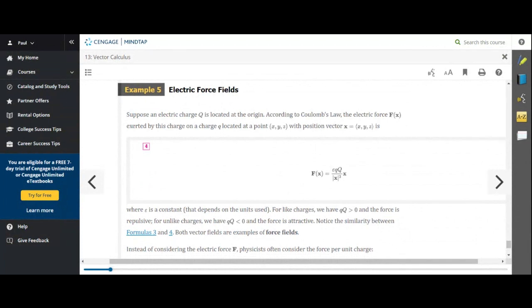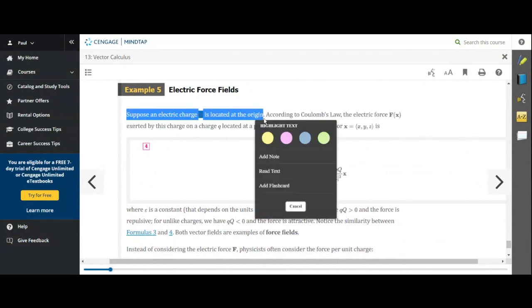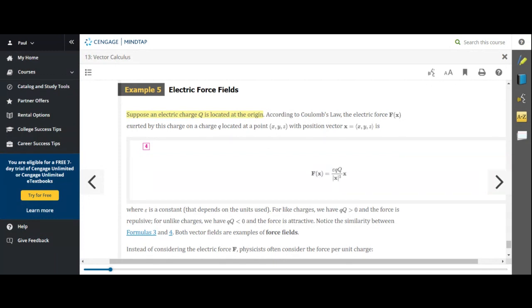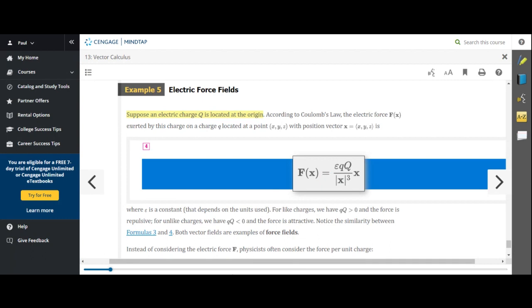Suppose an electric charge is located at the origin. According to Coulomb's law, the electric force exerted by the charge on a charge q located at a point x, y, z with position vector x is given by that formula.